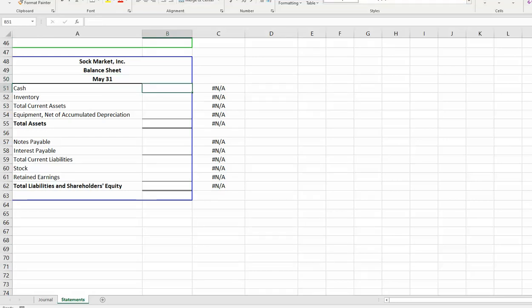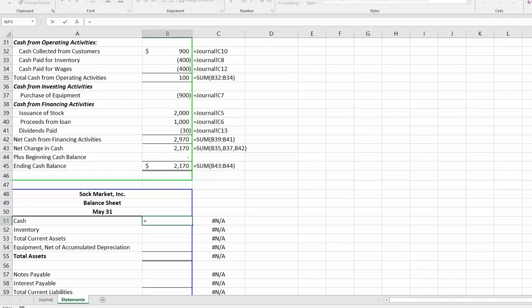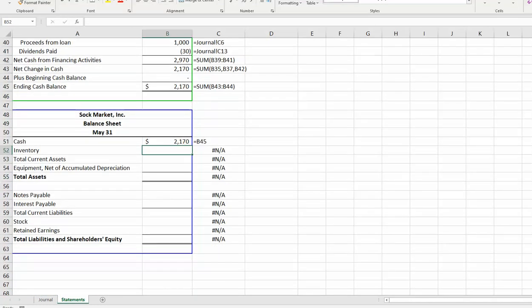Now for cash, what you want to do is go back to your statement of cash flows. If you recall, we organized the cash that came in and went out during this month as either an operating, investing, or financing activity. Then we summed up the change in cash, and here's our ending cash. I'm going to link by entering equal and then clicking on the ending cash balance in the statement of cash flows, and you'll see the cell reference equals B45, meaning that's where that number came from.